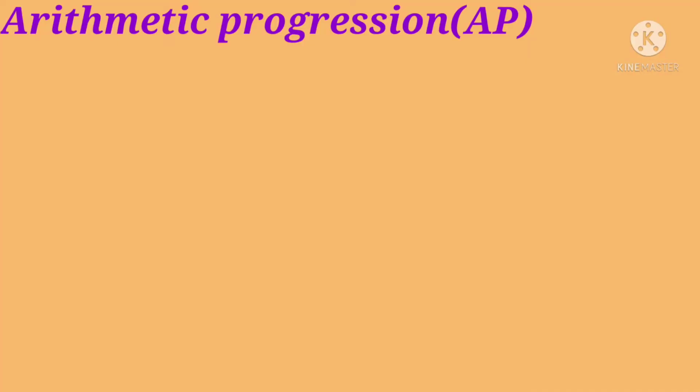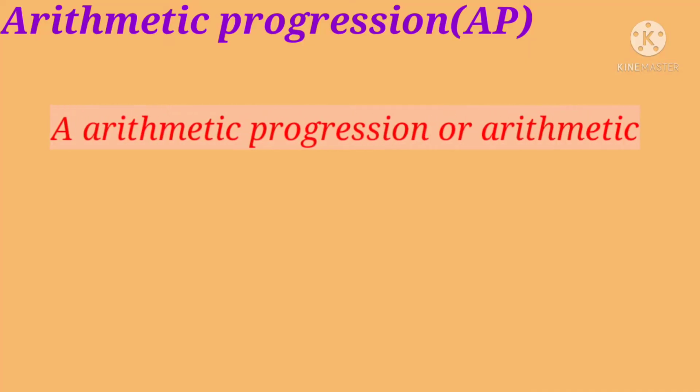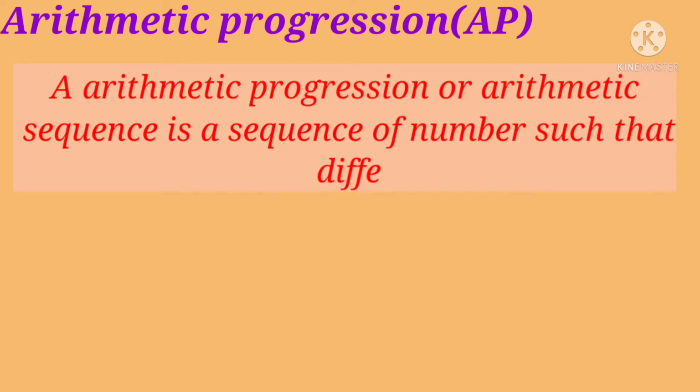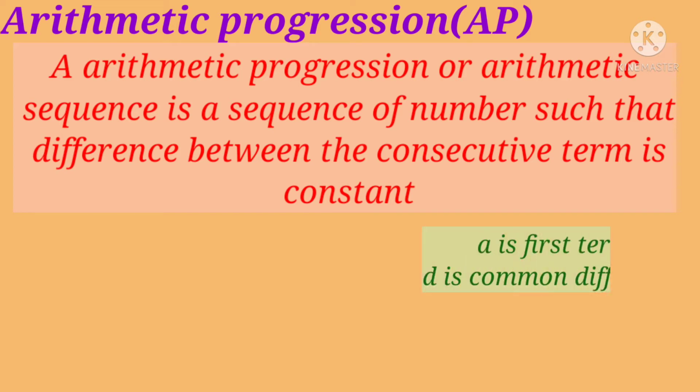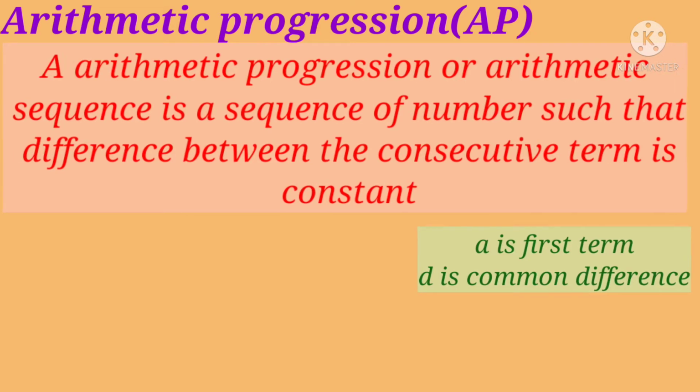What does this AP mean? The arithmetic progression is a list of numbers in which each term is obtained by adding a fixed number to the preceding term, except the first term. The fixed number is called the common difference. We usually represent it as D in the AP, and it can be positive, negative or zero. The first term, that is the first value given, we represent as A, and the common difference we represent as D.